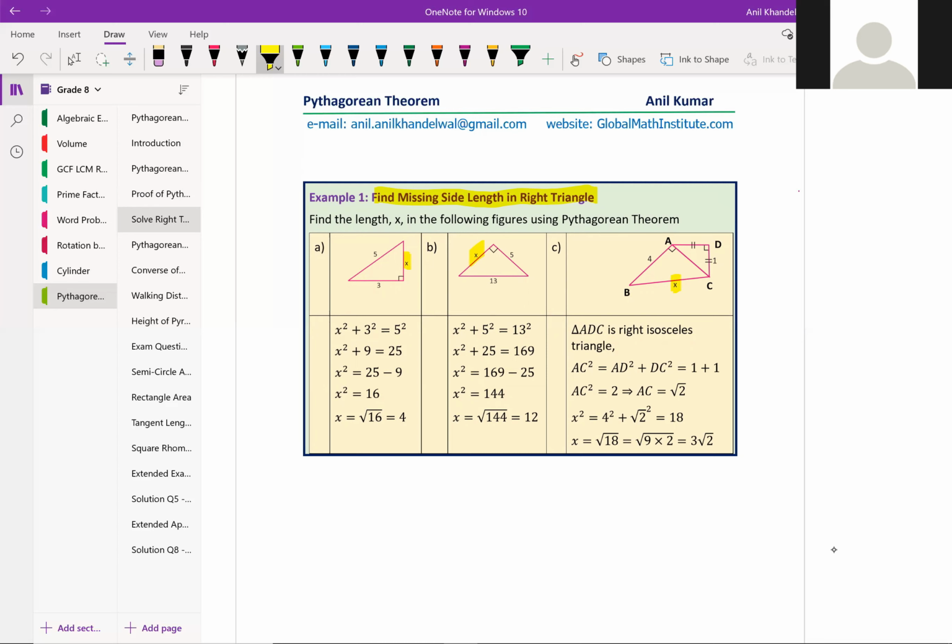So in A, you have to find x. How will you find it? Can you tell me, please? Well, firstly, it's important to consider that x is one of the legs. So we can reverse the Pythagorean theorem formula of a squared plus b squared is equal to c squared to find x in this question.